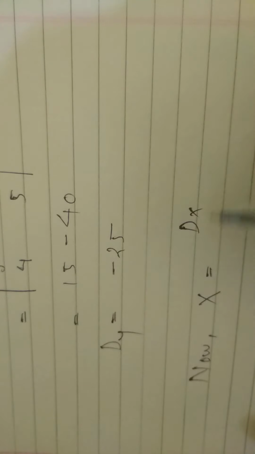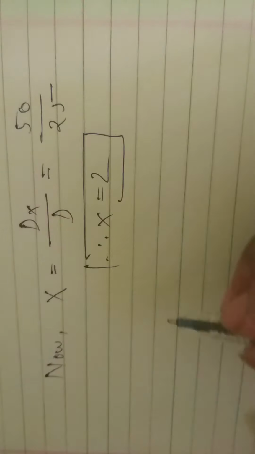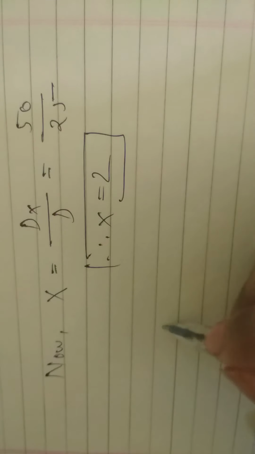Now the third step, we will find x, which is Dx upon D. What is the value of Dx? 50, and D is 25. So therefore x is equal to... Next we will find y.